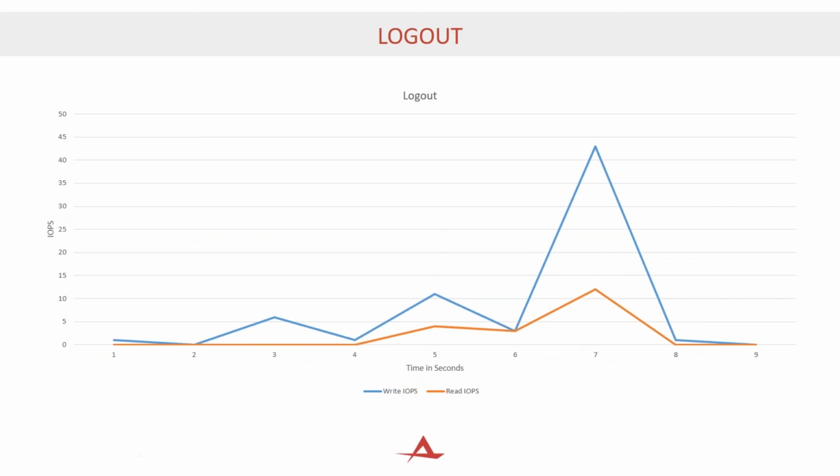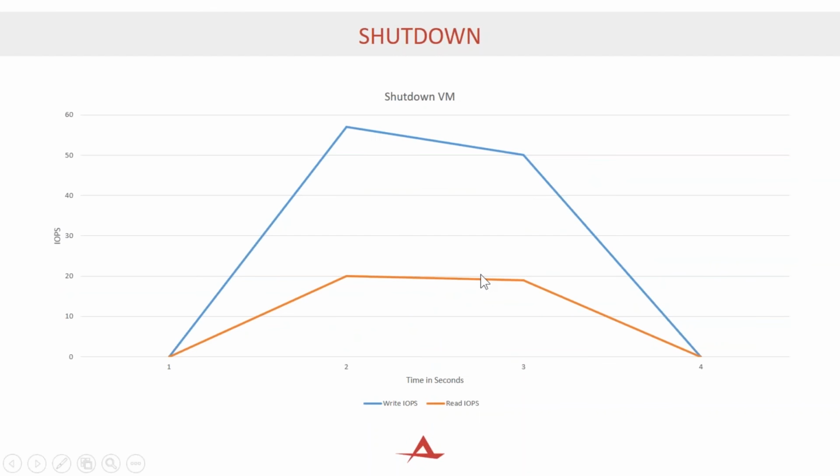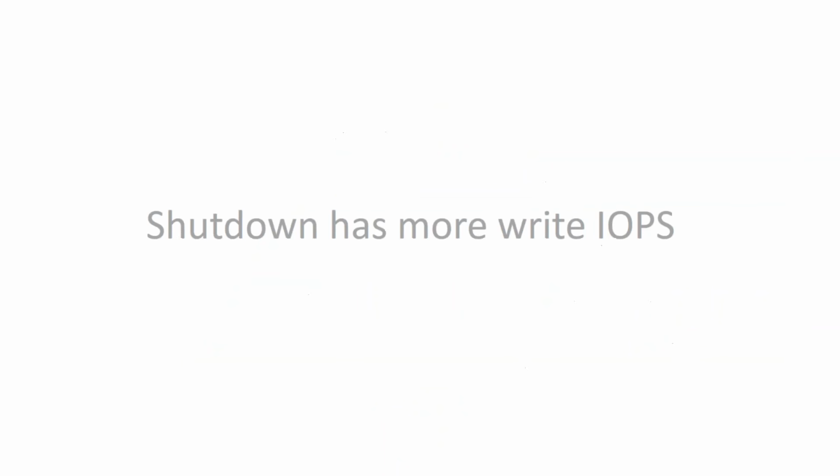So let's look at logout. Logout activity is interestingly more write intensive than reads, right? You're updating profile files and so on, so that makes sense. And what about shutdown? Shutting down a VM happens very quickly, and you see again a lot more write IOPS, but not that much. It's peaking at about 58 IOPS, with some read IO as well.